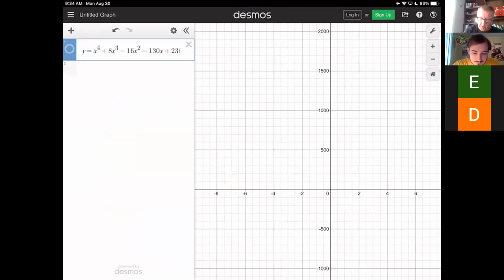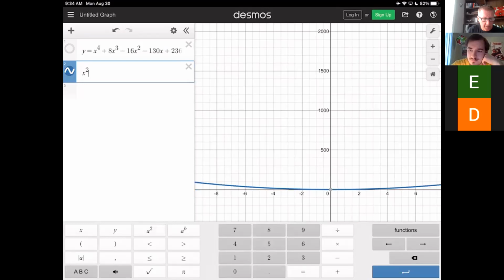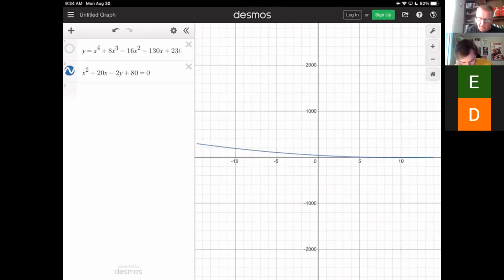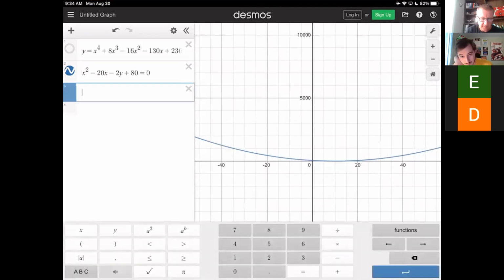So we'll just turn that off and we'll type the other ones in. So I have x squared minus 20x minus 2y plus 80 equals 0. And you should not be surprised to see that as a parabola, because if it was solved for y, it'd be a parabola. And so that's kind of not surprising, I hope.